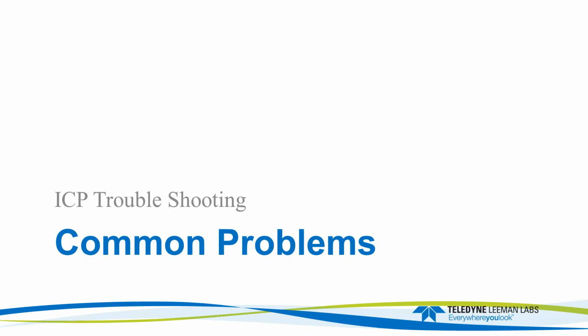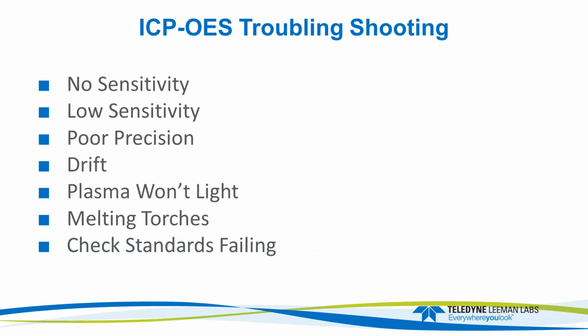really painfully obvious, and there are just times where even myself, the solution to the problem was the last thing I looked at because I thought, how could that possibly have happened? So I'm going to be just as obvious and try to cover as many potential things as you might run across. These are probably the most common things when people call in for support: no sensitivity or low sensitivity, my precision's no good, the instrument's drifting all over the place, can't light the plasma, I've got torches melting, and my check standards are failing. So everybody runs across one of these kinds of things.